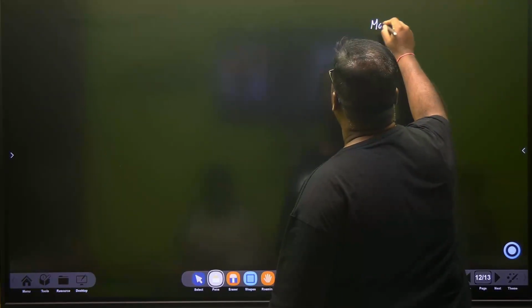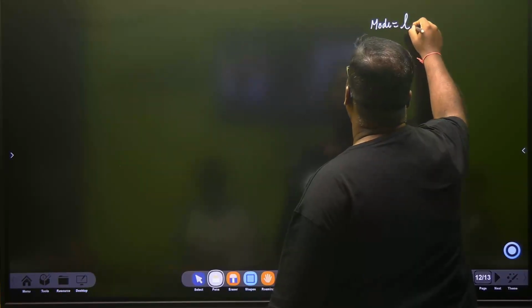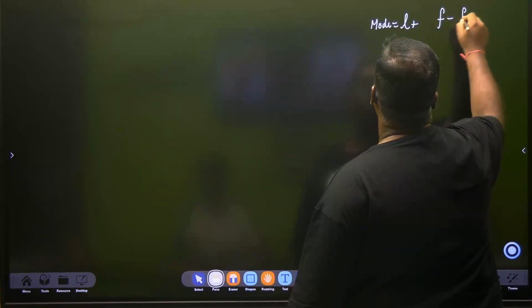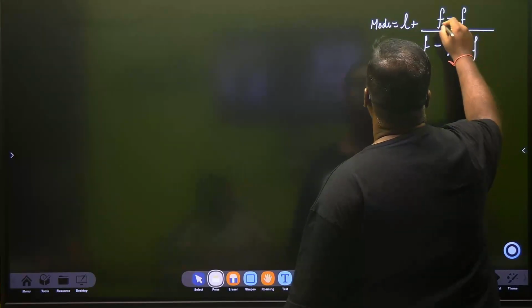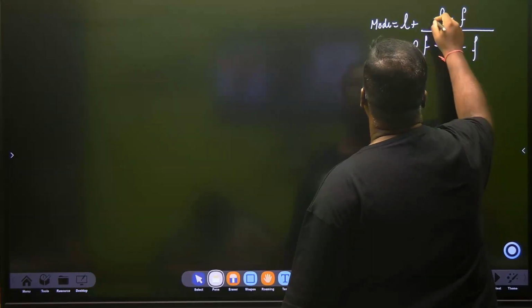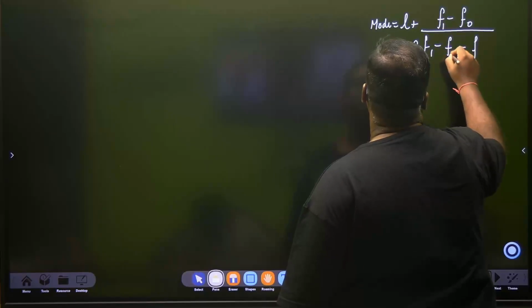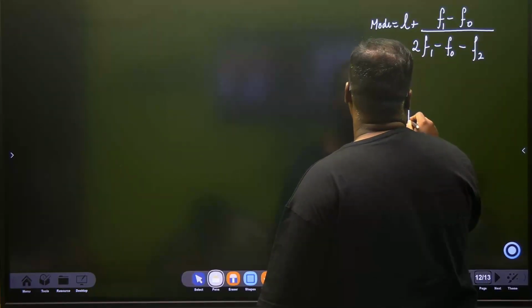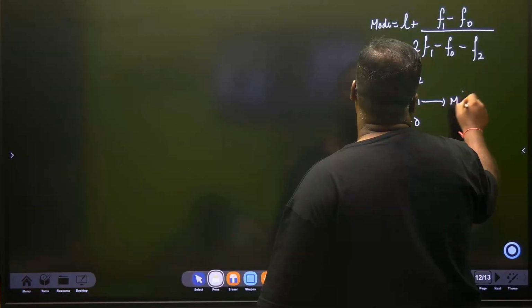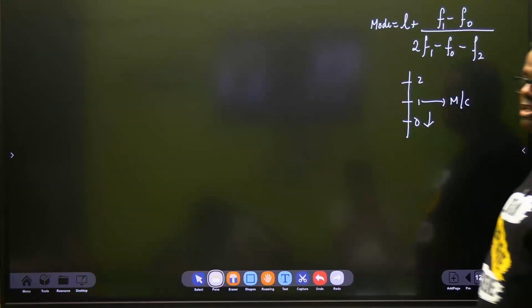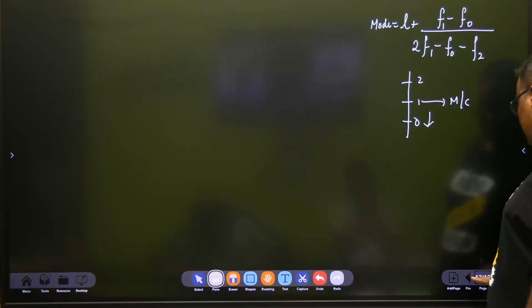So you want to see once again your mode. Mode will always be the lower class limit plus F1 minus F0 divided by 2 F1 minus F0 minus F2. So this is 2 F1. And how do you see that? 0, 1 and 2. 1 is always your modal class. The 0 is the class before the modal class, 2 is the class after the modal class.